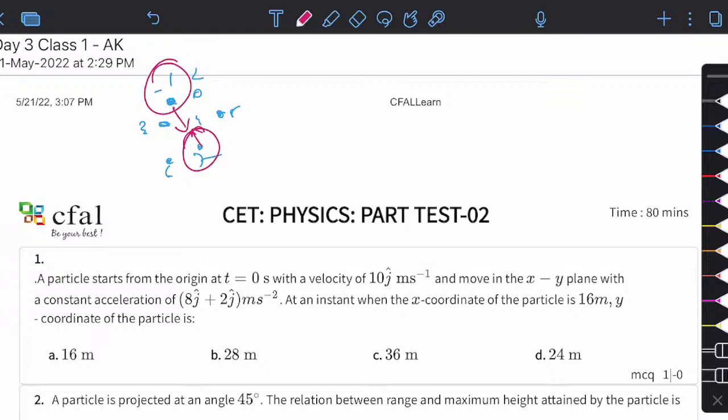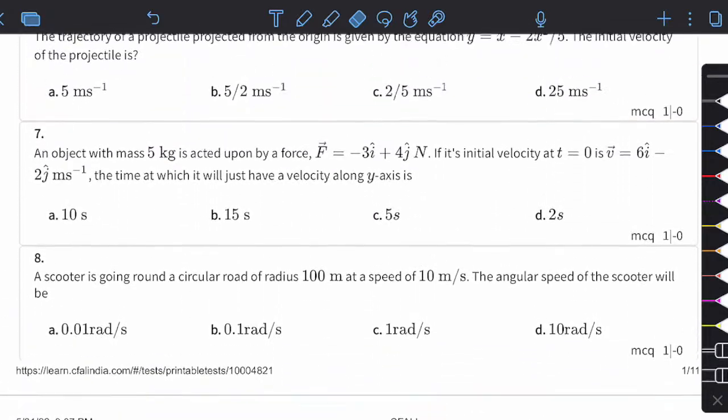Aditya is asking, so in an explosion the center of mass doesn't move, right? The center of mass doesn't move if initially it was at rest; even later the center of mass will remain at rest. But if initially the center of mass was moving, even after the explosion it will continue to move. Right, so I'll move on to question number 7.